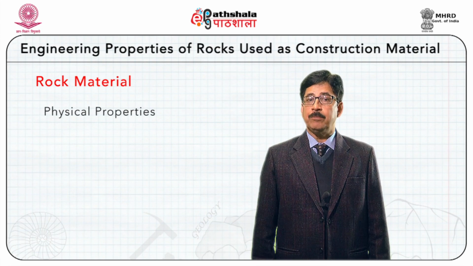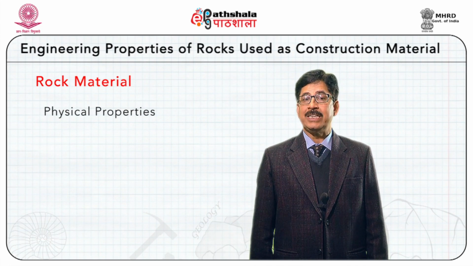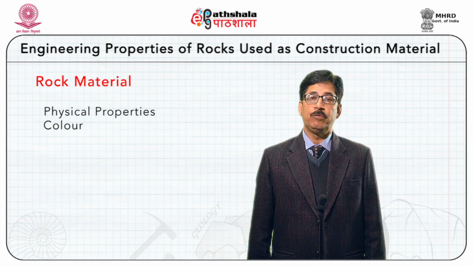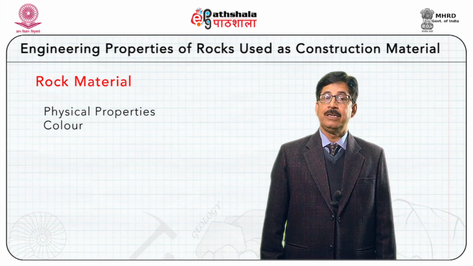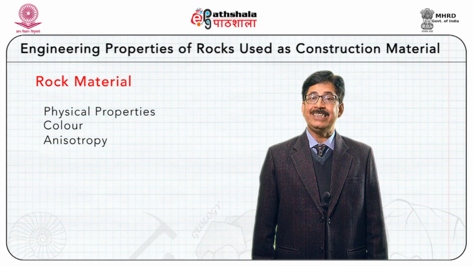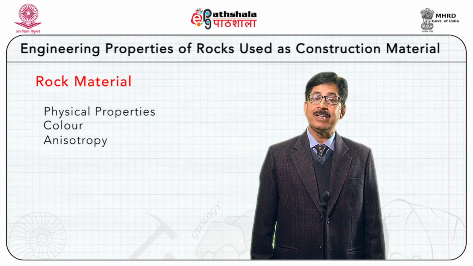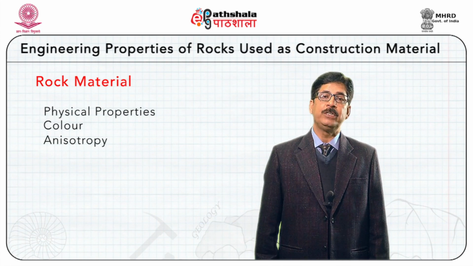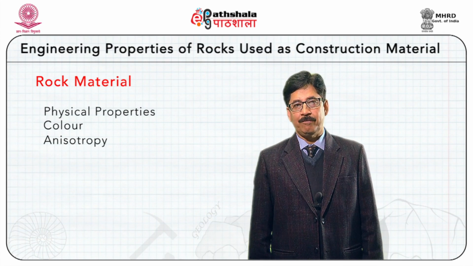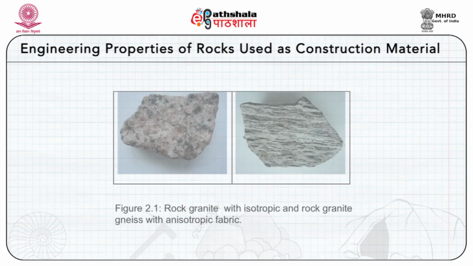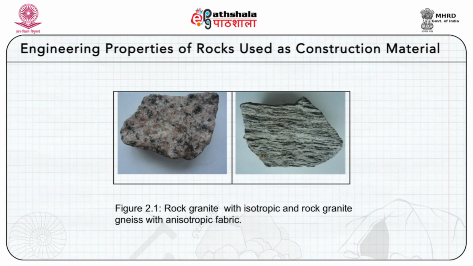We have different physical properties of rock materials, which can be classed as color. The color of rock will depend upon what kind of mineral that rock has. Then anisotropy: do we have all the constituent minerals present in that rock in a random way, or do they have some preferred orientation leading to development of isotropic and anisotropic fabric? You can see this example of two rocks. The first one is having isotropic fabric, while the second one is having layering.